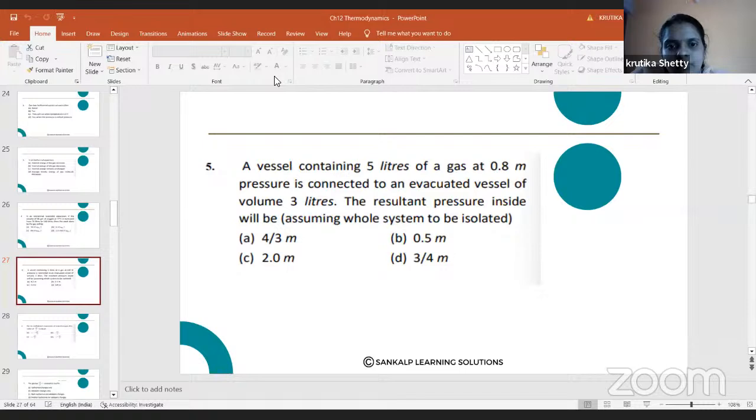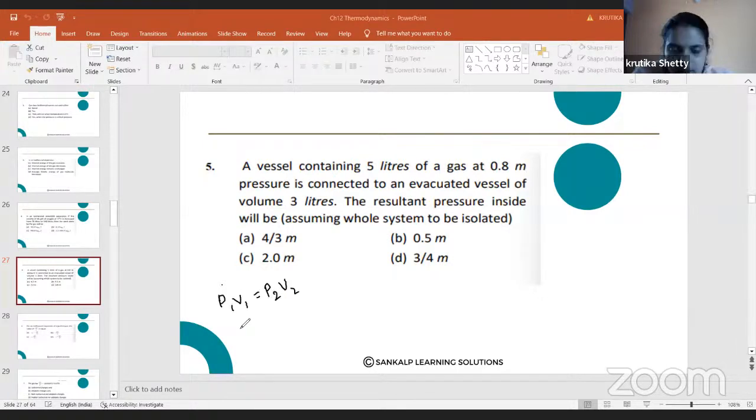So let us prove this one. Yes, very good. It is based on P1 V1. Yes, option B is correct. That is P1 V1 is equal to P2 V2. Therefore, substitute the values here.